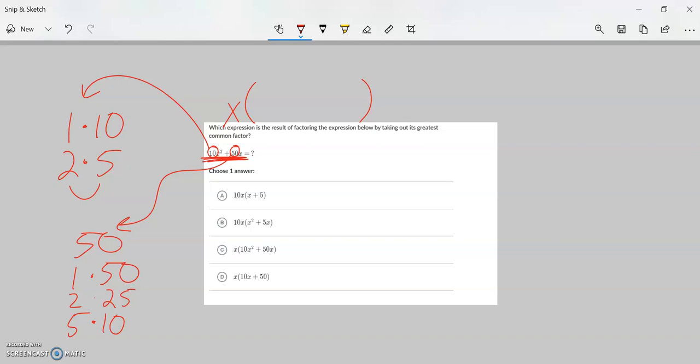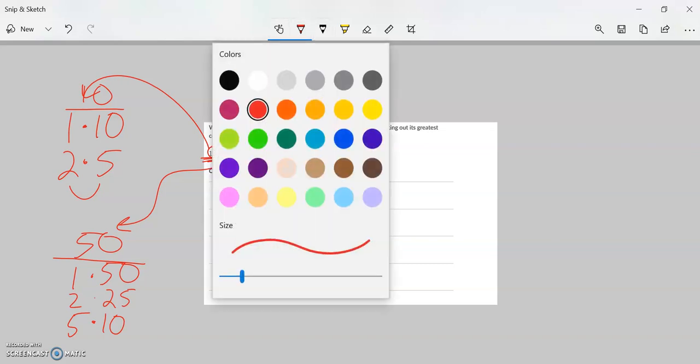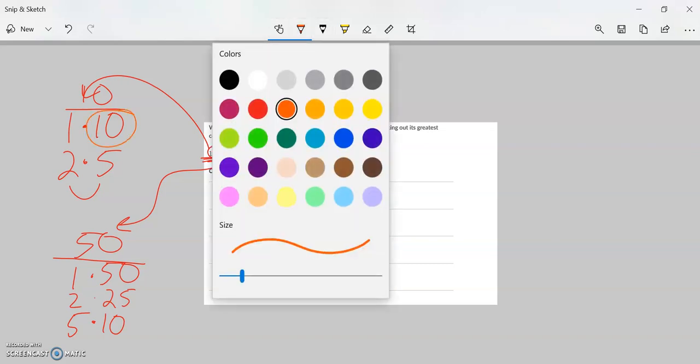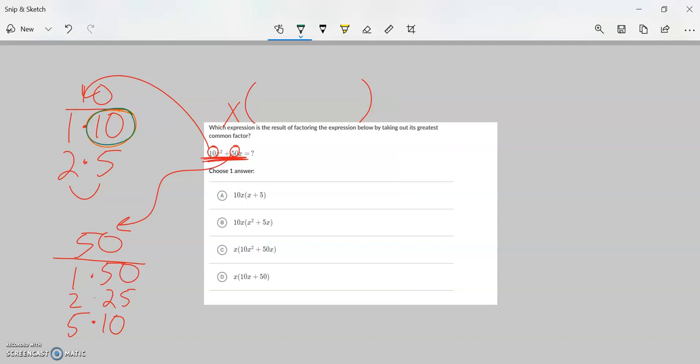Okay, so now looking at these two lists, what's the greatest number in both of these lists? Well, I noticed we have a 10 here, and we have a 10 here. So that's our greatest common factor.